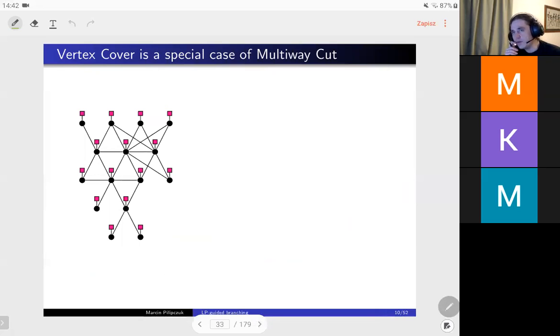As you remember, there was the problem of multi-way cut, when you have got terminals and you want to delete vertices or edges to separate terminals from each other. And there's an observation that actually vertex cover is a special case of multi-way cut, because if you have got a vertex cover instance, you can attach a terminal to every vertex. Now you can observe that a solution to vertex cover is the same as a solution to node deletion multi-way cut, because you really need to kill every edge of the original graph to cut the connection between two neighboring terminals.